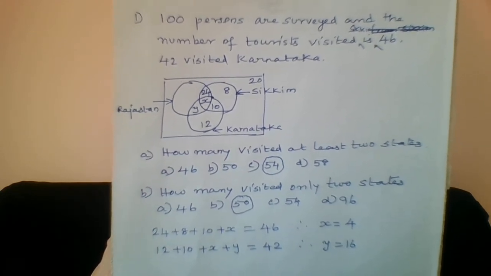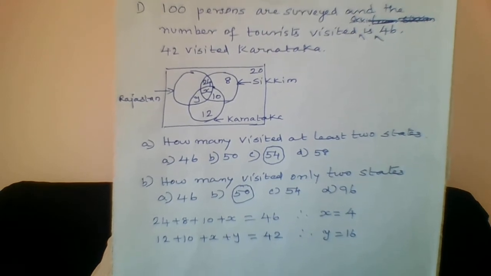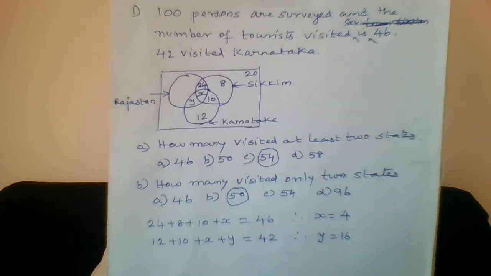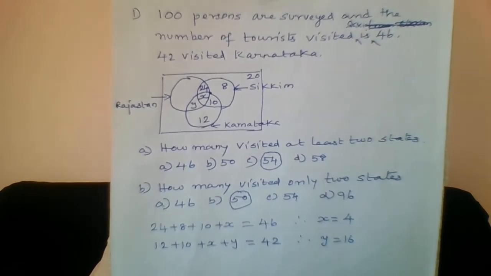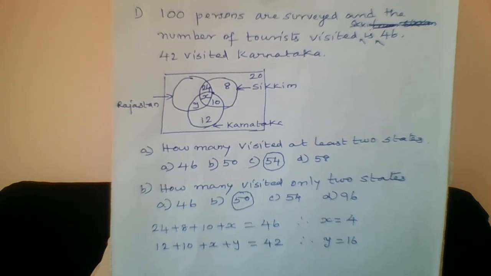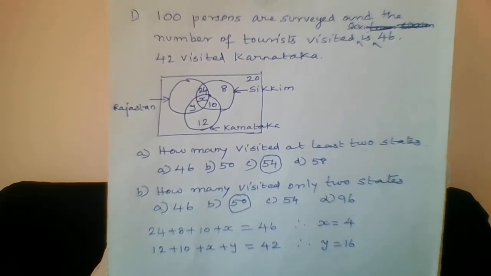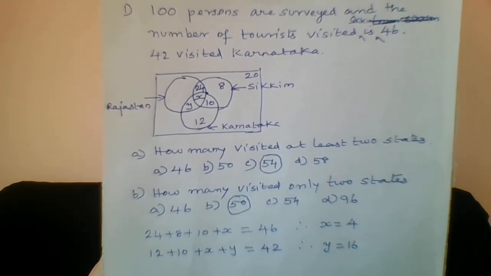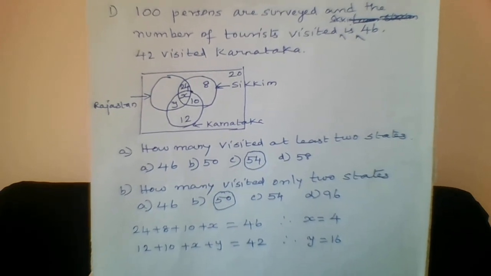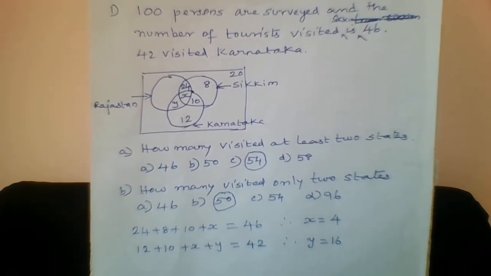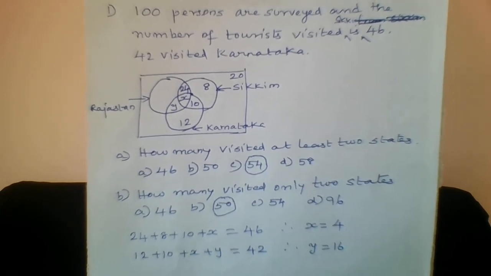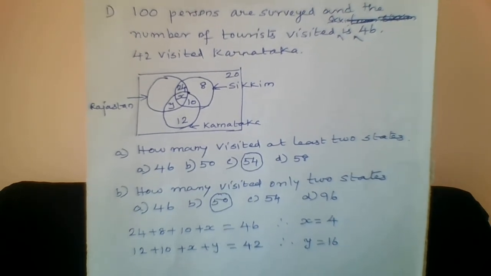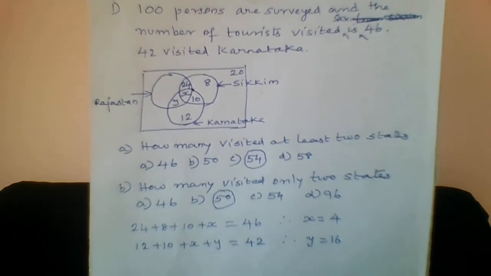Now the question asked is, how many people have visited at least two states? It means people who have visited two states plus people who have visited all three states. So if you count, that is 24 plus 10 plus 12 plus 24 plus 10 plus 16 plus 4, so that comes to 54. And the next question is people who have visited only two states. So from that 54, you subtract the number of people who visited all three states, that is 4. So 54 minus 4 is equal to 50 is the answer. That is, the number of people who visited only two states is equal to 50.